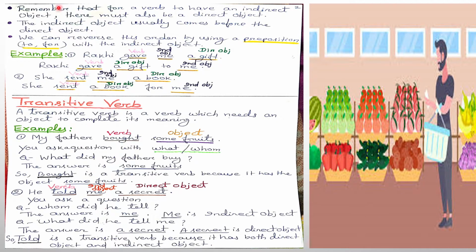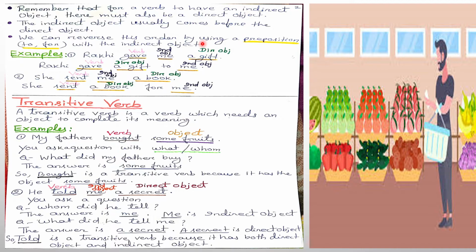Remember that for a verb to have an indirect object, there must also be a direct object. The indirect object usually comes before the direct object. We can reverse this order by using a preposition to or for with the indirect object. We can change the position of direct object and indirect object by using the preposition to or for.